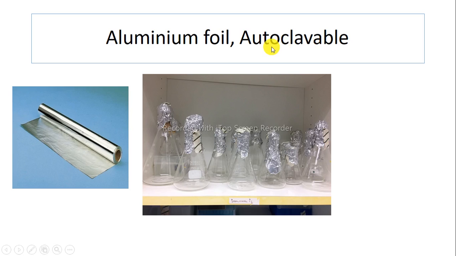Next is aluminum foil. Aluminum foil has different purposes or usages in our labs. Whenever you try something in a hot air oven, you can use it as a cap, or if you want to protect your drug substances from chemicals or light. Light-sensitive chemicals can be stored in aluminum-wrapped containers. So aluminum foil can be used for multiple purposes in labs.